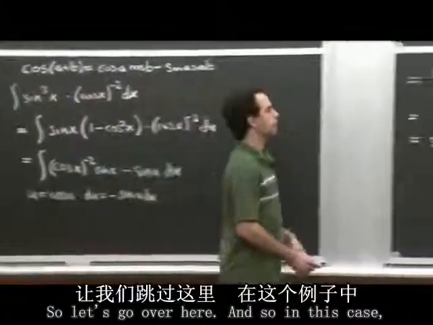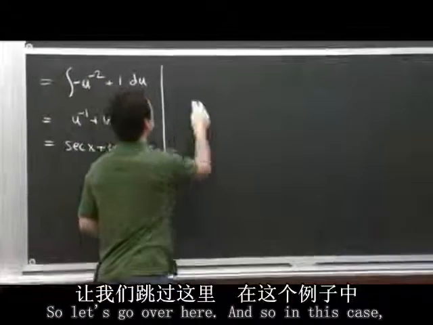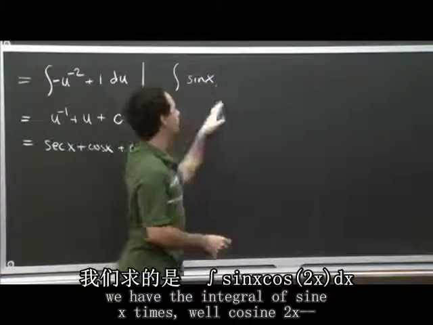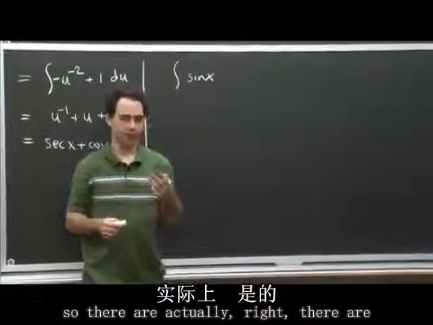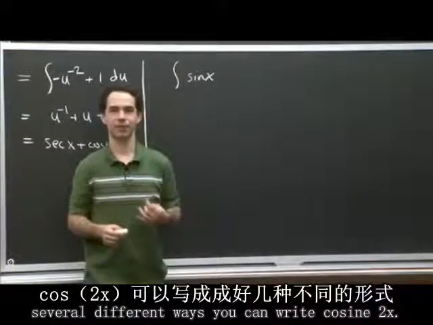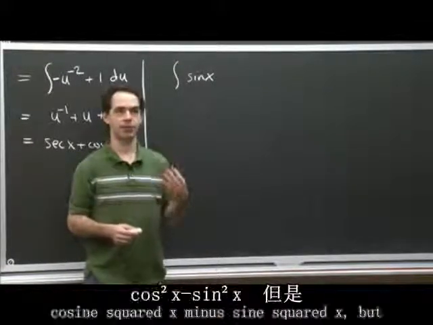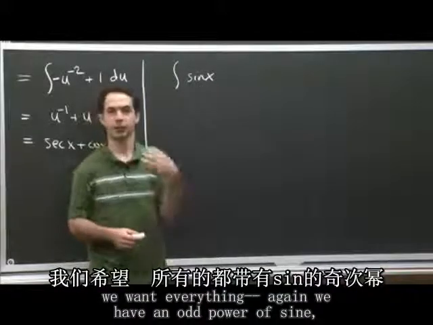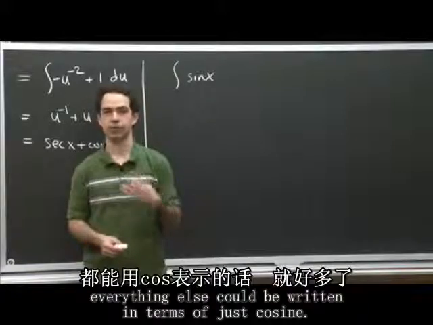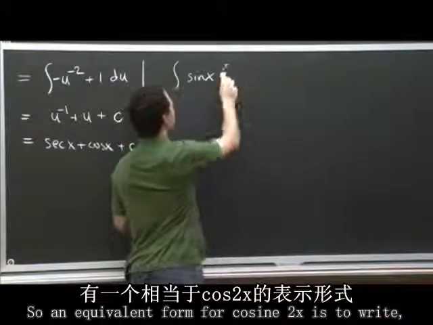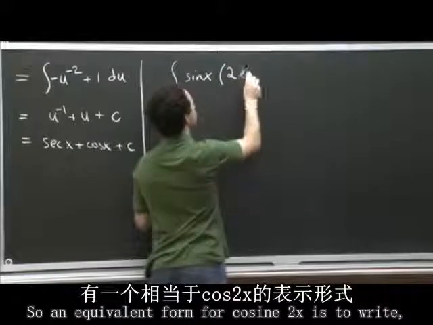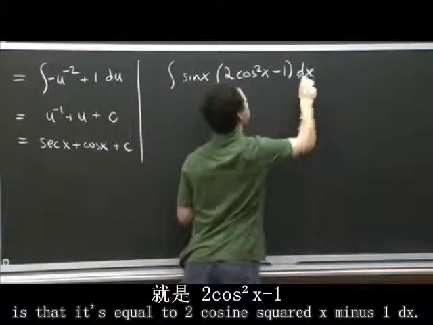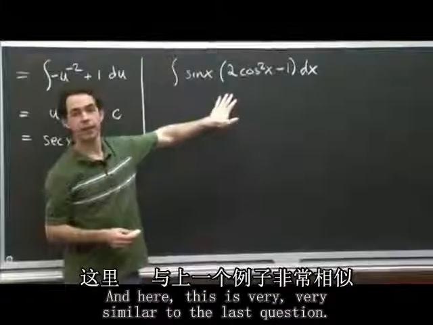So let's go over here. In this case, we have the integral of sine x times cosine 2x. There are several different ways you can write cosine 2x. One way is cosine squared x minus sine squared x. But we have an odd power of sine, so it would be nice if everything else could be written in terms of just cosine. So an equivalent form for cosine 2x is 2 cosine squared x minus 1 dx.